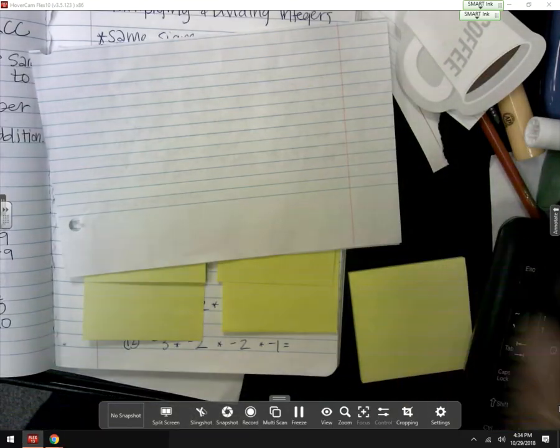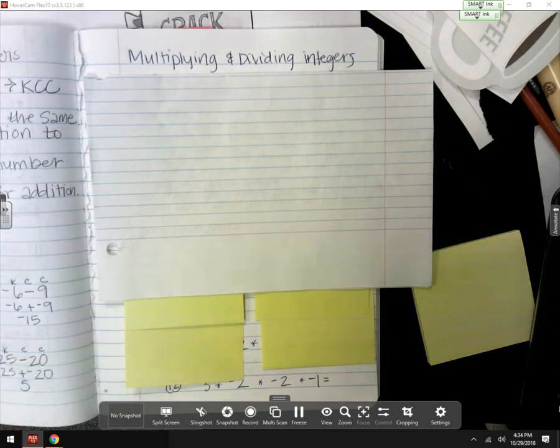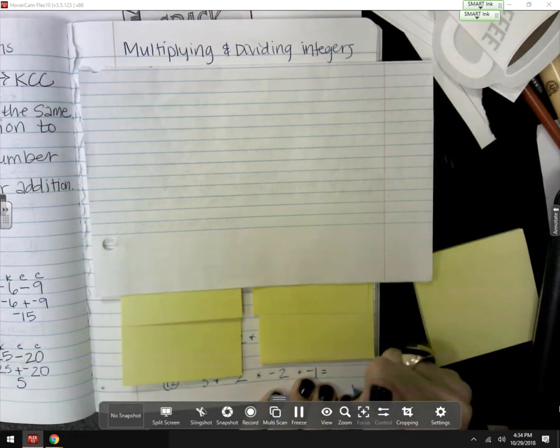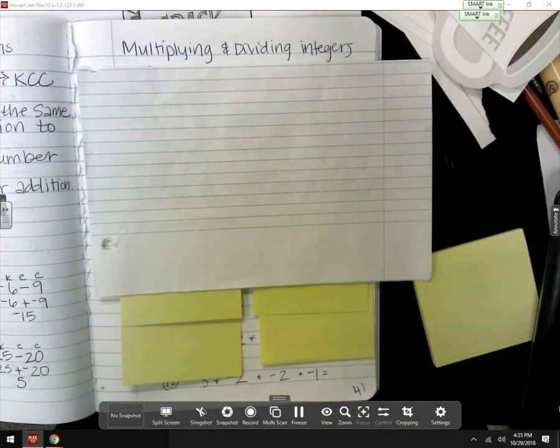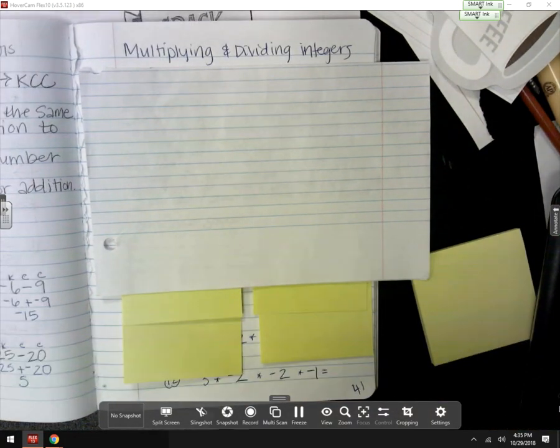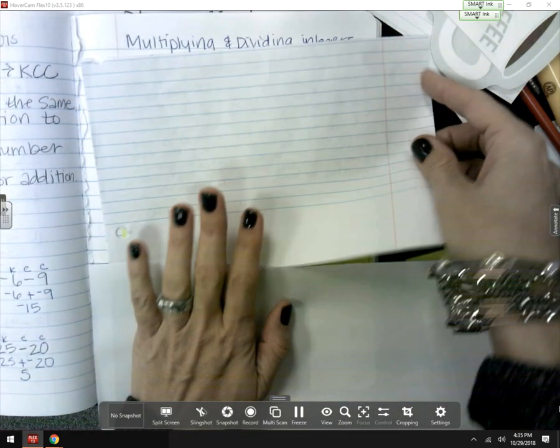All right, guys. So here is your journal page for multiplying and dividing integers. This should be on page 41 in your journals. It should be the page that is facing the subtracting integers page. Okay, so multiplying and dividing integers.